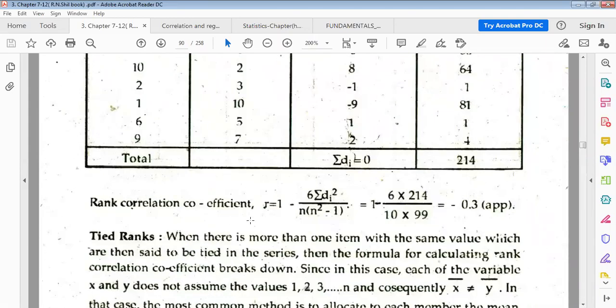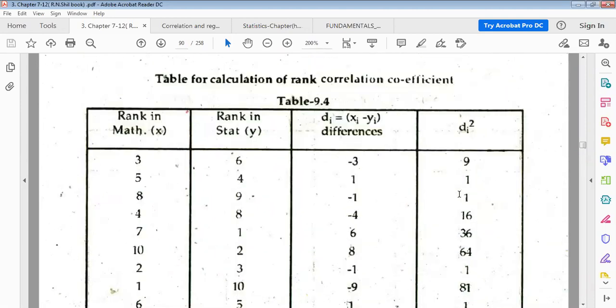Now the rank correlation coefficient will be r equals 1 minus 6 summation di whole square over n into n square minus 1, with 10 students. Then we get approximately minus 0.3. Actually they are uncorrelated, a slight negative correlation, meaning there is no relation between the two variables, maths and statistics.